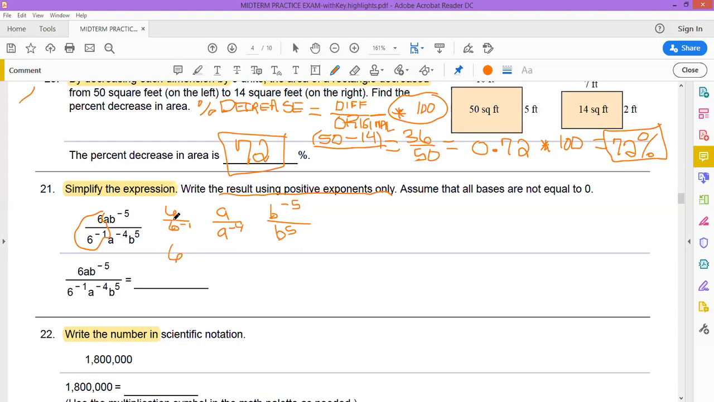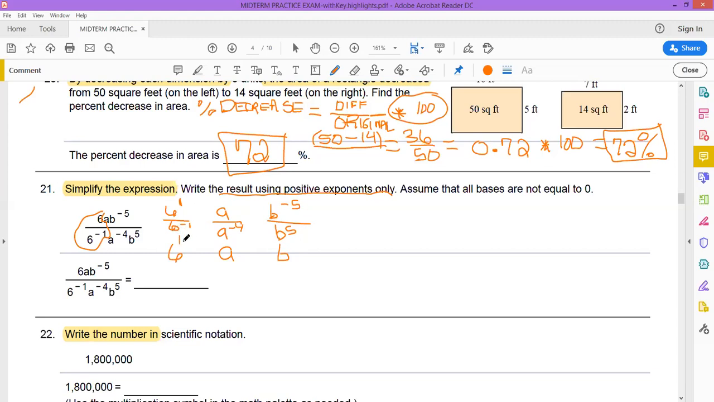So this base would say 6, this base would say A, this base would say B, and then we subtract the powers. So I have a 6 with no power. There is an invisible 1 there. It can't be 0, because remember, anything to the power of 0 is 1. So that's 6 to the first power divided by 6 to the negative first power. It's top power minus bottom power.